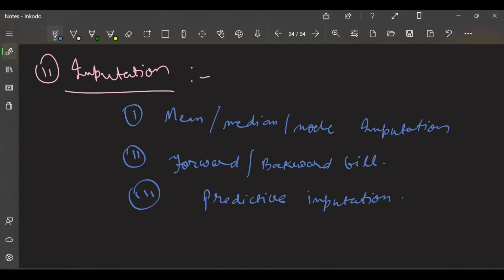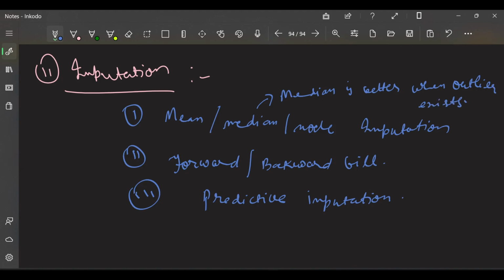In mean, median, mode, if the age is missing, replace it with the average age or the median age. I hope this is very simple. In the mean and median, the median is better if outliers exist in the data. Let me write it down: median is better when outliers exist.